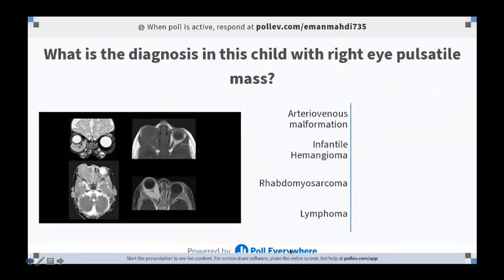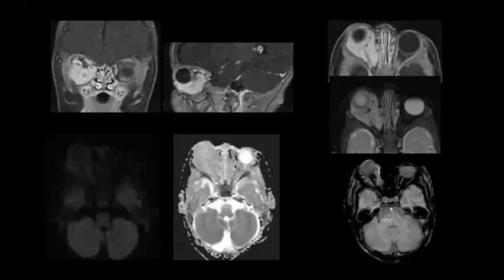Okay, that's good. I see a little bit of change in responses, but it's a case of infantile hemangioma. So what you see is a solid lesion, and then there are some foci within the solid lesion which are signal void, and there is no restricted diffusion. This is the ADC, and then this is the diffusion. So there is no restricted diffusion.